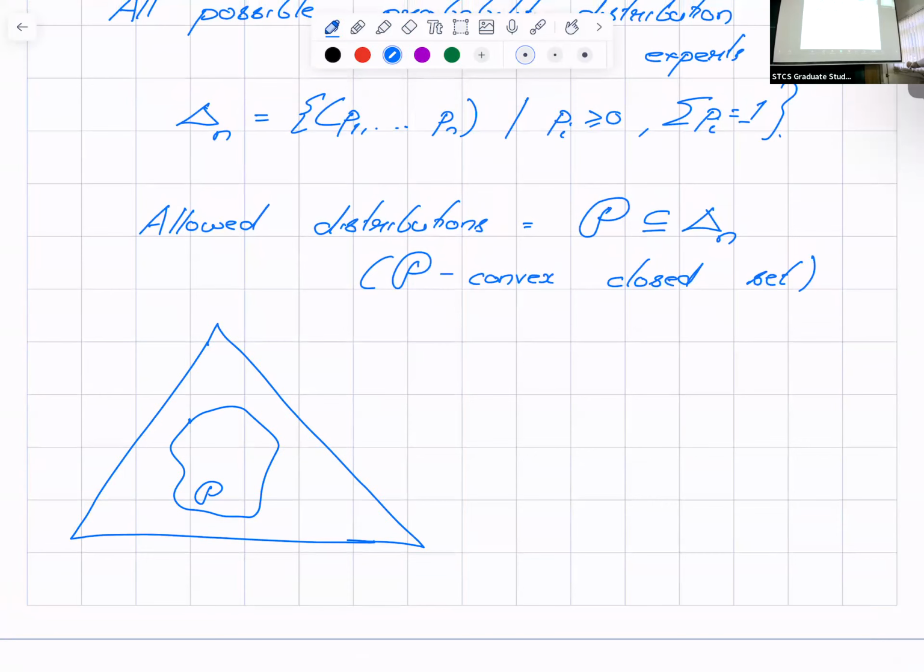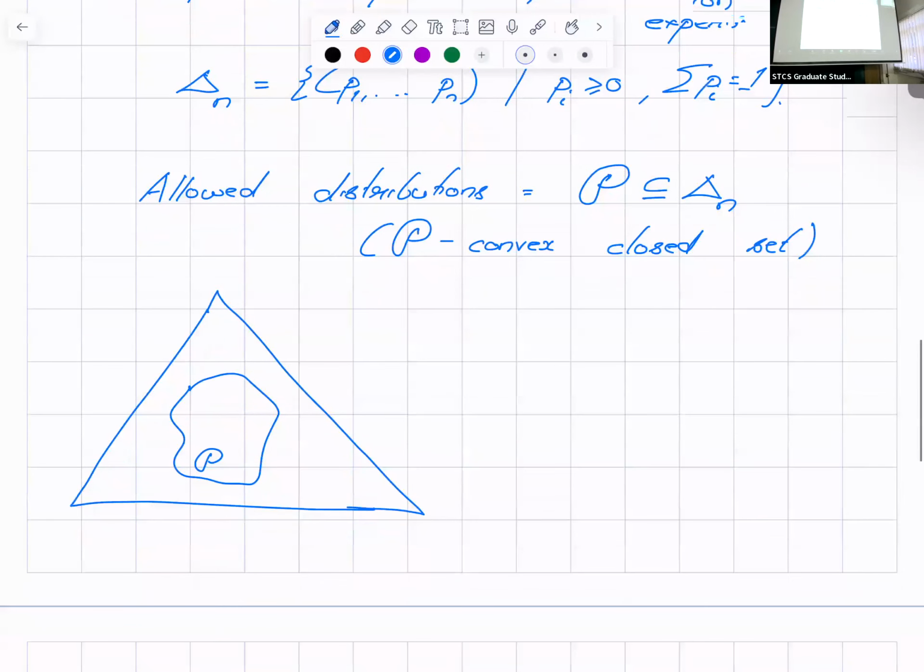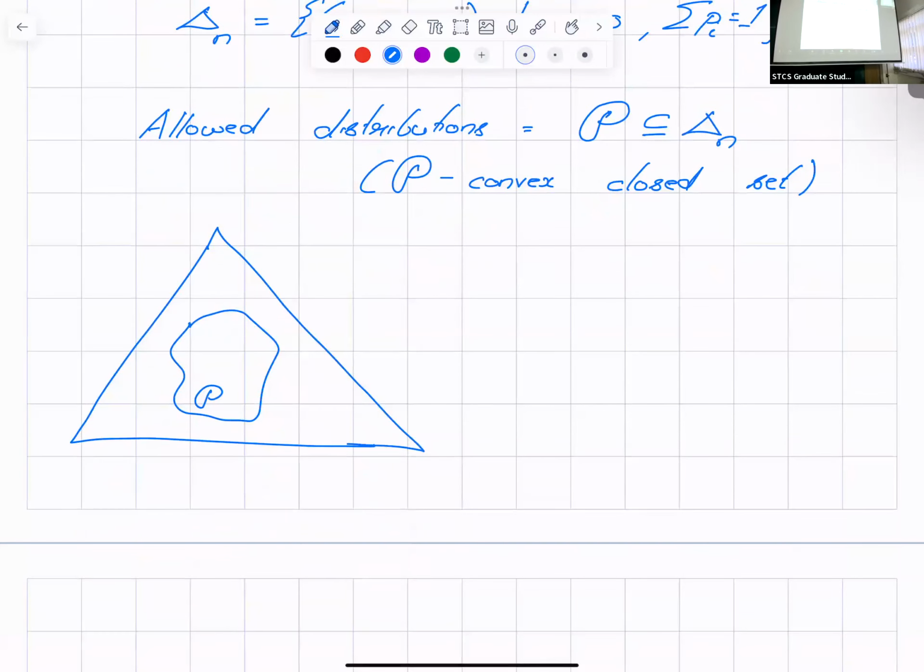So you can only act according to one of the probability distributions here, but the update rule might push you somewhere outside. What do we do? Typically, we pick the probability distribution in P which is closest to what the update gives. Say the update rule picks you at some point here. We'll find a point in P which is closest. Now I have to define under what metric you're closest. The metric we are going to use is relative entropy.